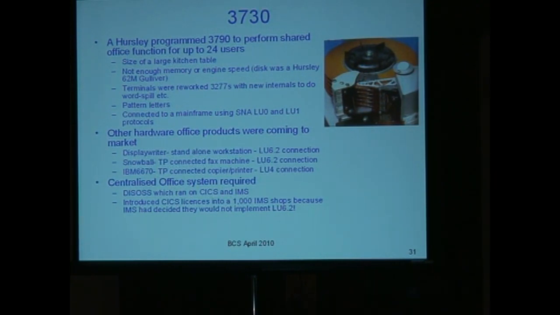But due to a quirk, certain gentlemen in IMS said, we're not going to build LU 6.2. Remember, that was the last of the LU numbers. We're not going to put that into IMS. So all these office boxes were 6.2, and suddenly we got 1,000 CICS licenses out of all the IMS shops as well. That was the time when our numbers were going up and our revenue was going up, and everybody was saying you're the answer to every problem known to man, which was fantastic, because in came the investment, and off we went.